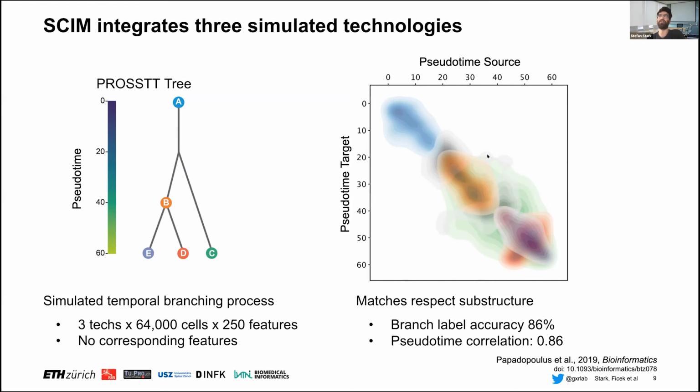And you can see that these are correlating with the bifurcation points in the graph. And here the labels are ambiguous because the way that PROST goes between branches, this transition is happening in a continuous manner. So the label here is ambiguous. And so we quantitatively evaluate the matches that SCIM has made, and we show that it's making good matches, preserving the branch label in 86% of matches, and preserving pseudotime values with a Pearson correlation of 0.86. So most of these matches are on the diagonal.